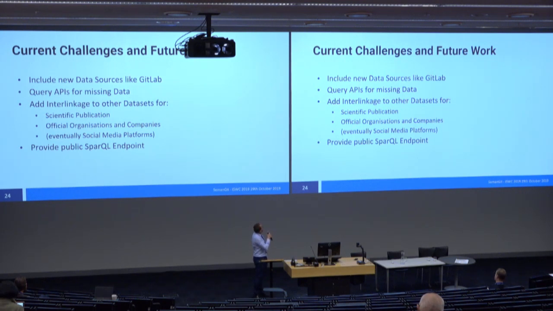So our current challenges are that we want to include new data sources to our data set. For example, GitLab, which is currently not present at all, but after the acquisition of GitHub by Microsoft gained a lot of popularity in the last years. We want to implement the ability to query APIs for missing data directly from our data set. For example, in the case that we obtain information which is contradicting each other from different data sources.